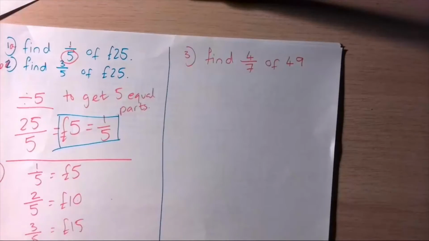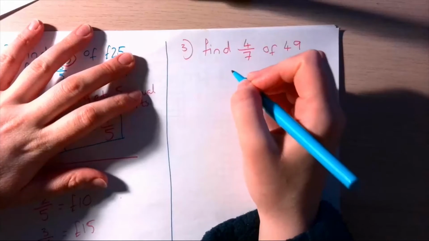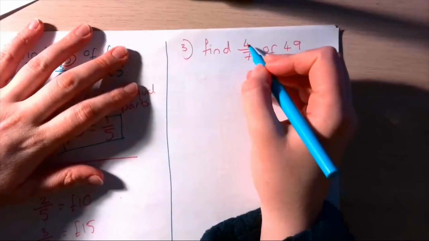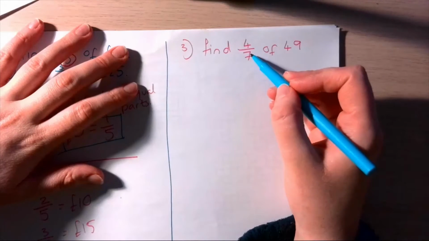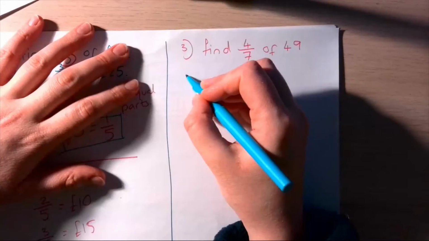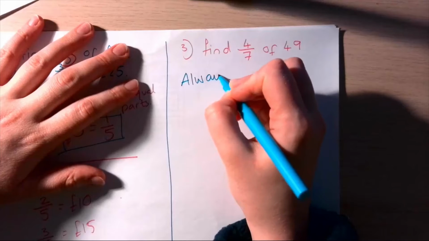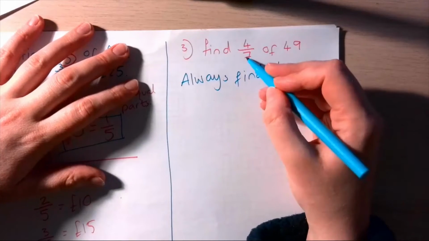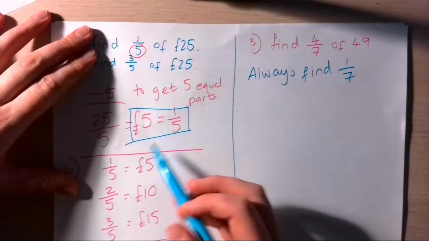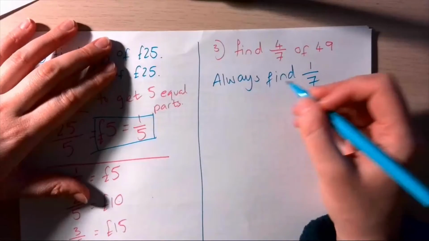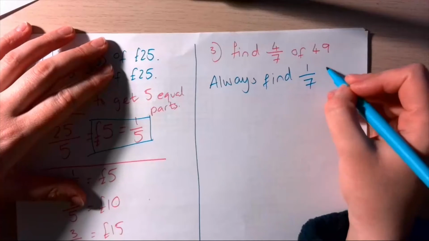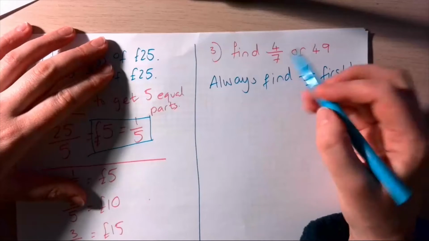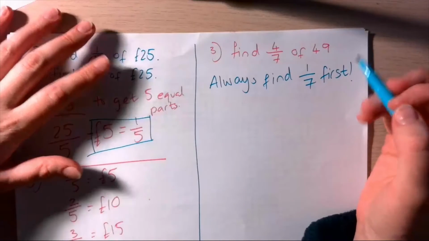Now then, here we've got, straight in there this time, we've not been asked to find 1/7. We've been asked to find 4/7 of 49. But we always find 1/7 first, okay? That's how it works. We always find 1 of whatever denominator we've got first. So, write that down. Always find 1. And in this case it's a 7th. It could have been a 5th or a 3rd or whatever it is you're working in. In this case it's 7ths. Always find 1/7 first. Don't try and go straight in and try and find 4/7. It doesn't work very well, okay?